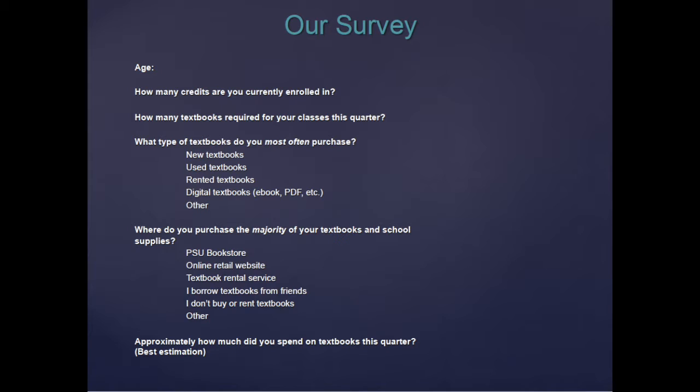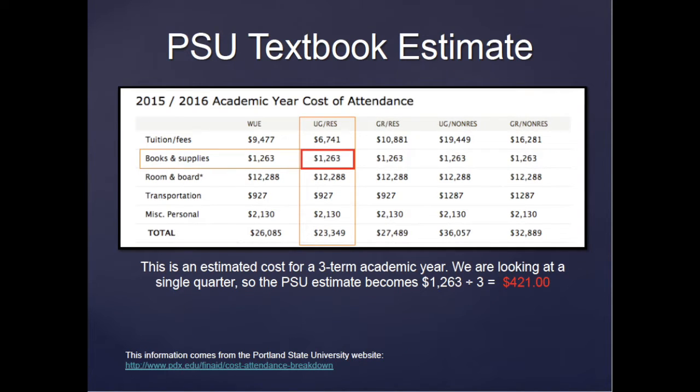We also asked questions about the students' spending habits when purchasing textbooks, including the type of book they typically purchased and where the student made the majority of their textbook purchases. Finally, we asked the survey participants to give their best estimation for how much they spent on textbooks for the spring 2016 quarter. Here's a look at what PSU says you should expect to pay for a 3-term academic year.